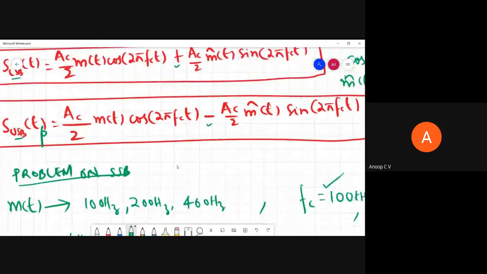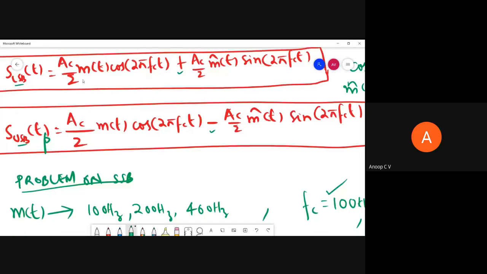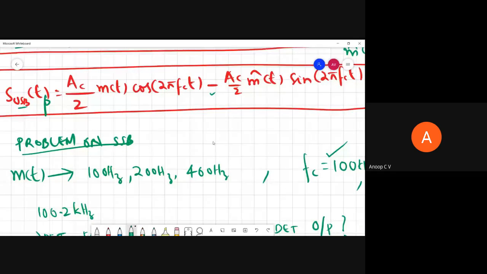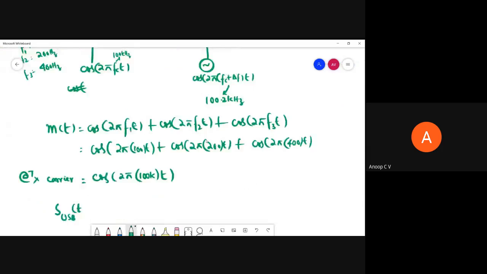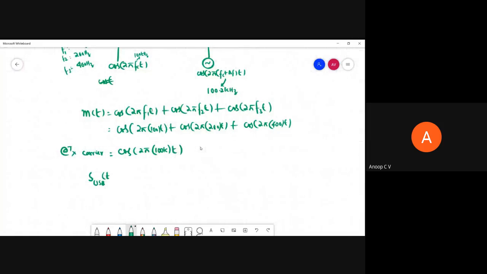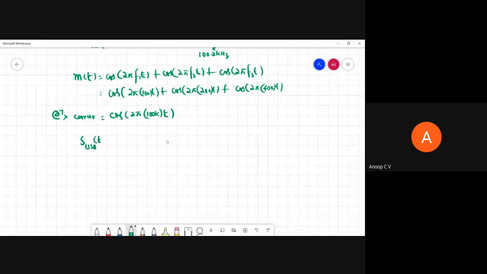You can see, if it is S LSB of t, it will be Ac by 2 m of t cos 2 pi fc t plus Ac by 2 m cap of t sin 2 pi fc t. And if it is USB, it is Ac by 2 m of t cos 2 pi fc t minus Ac by 2 m cap of t sin 2 pi fc t. So if it is USB, it should be minus.